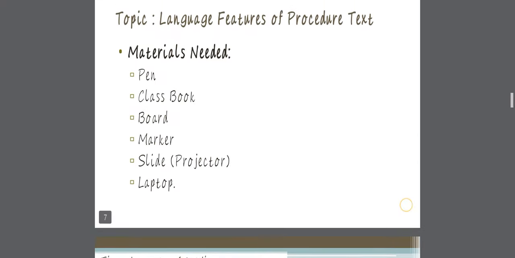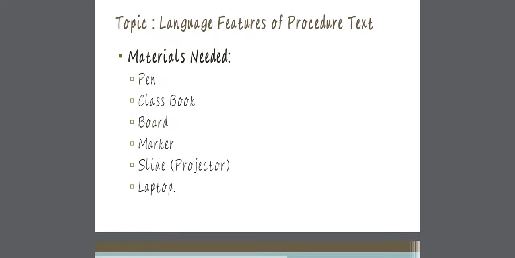So now it's my lesson plan. The topic is about language features of procedure text. Why did I choose this? Because I want my students to know how to make a text that instructs to do something or explains how something works. And the materials needed, I want to use them because I want a perfect explanation in my class, so I need those materials.